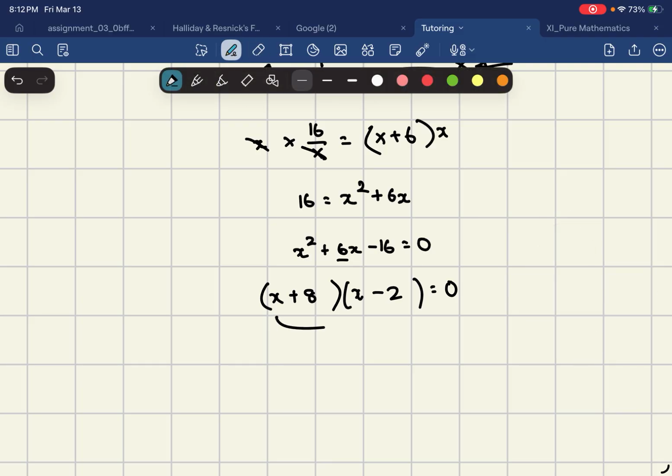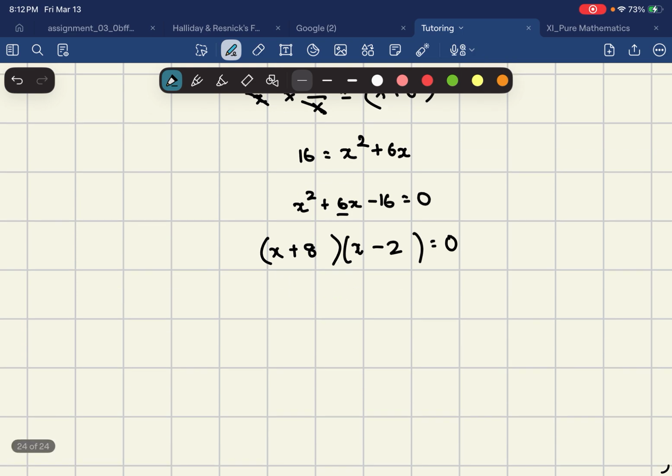And you can check. x squared minus 2x plus 8x, that is plus 6x minus 16. So you want to expand it out and check. So you get this. That is the factorization. Please forgive my earlier mistake.